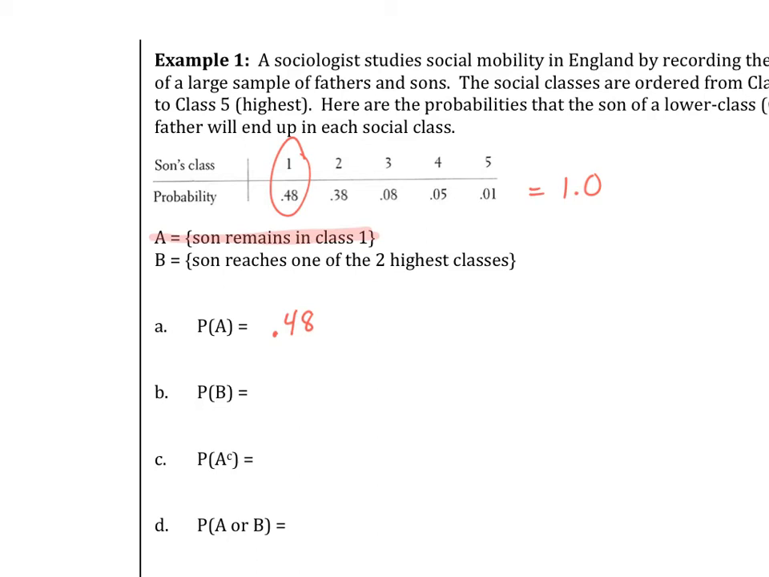Part B says, what is the probability of B? And B is the son reaches one of the highest 2 classes. So the highest 2 classes are class 4 and 5. The probability of reaching class 4 is 0.05. The probability of reaching class 5 is 0.01. So the probability of reaching class 4 or class 5 is 0.05 plus 0.01, so 0.06. So there's a 0.06 chance, or a 6% chance, that the son born in class 1 would reach class 4 or 5.